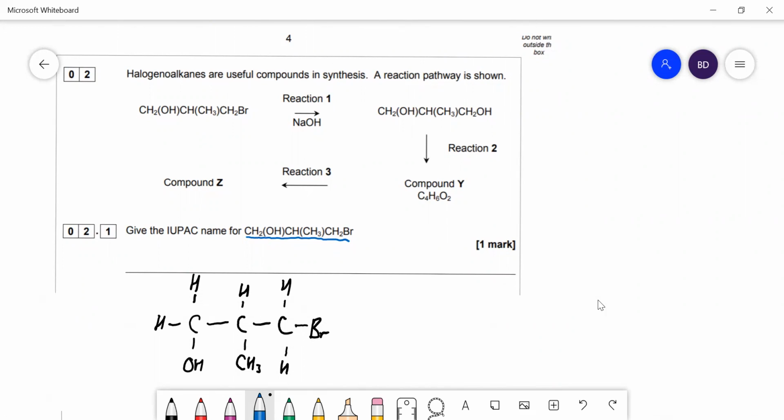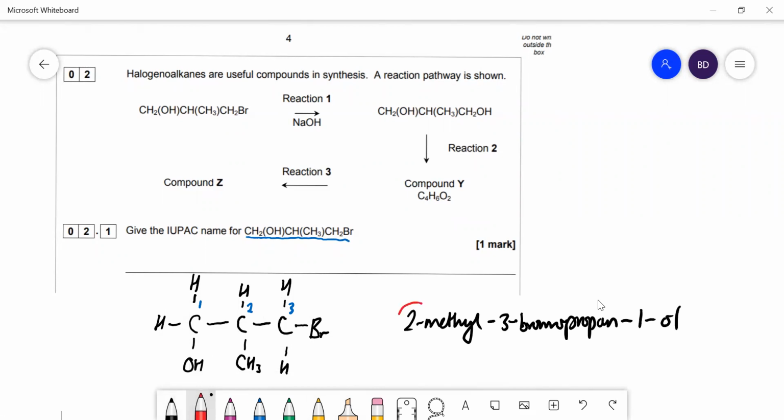Now, we should number the carbons here. The OH is the main functional group, so that should be on number 1. You can number it from that way around. So we've got 3 there. So we'd have to call that 2-methyl, methyl group on number 2, 3-bromo, propan-1-ol. And because the methyl can only go on number 2, you could actually get away with not putting that number 2 there, and that would be right.